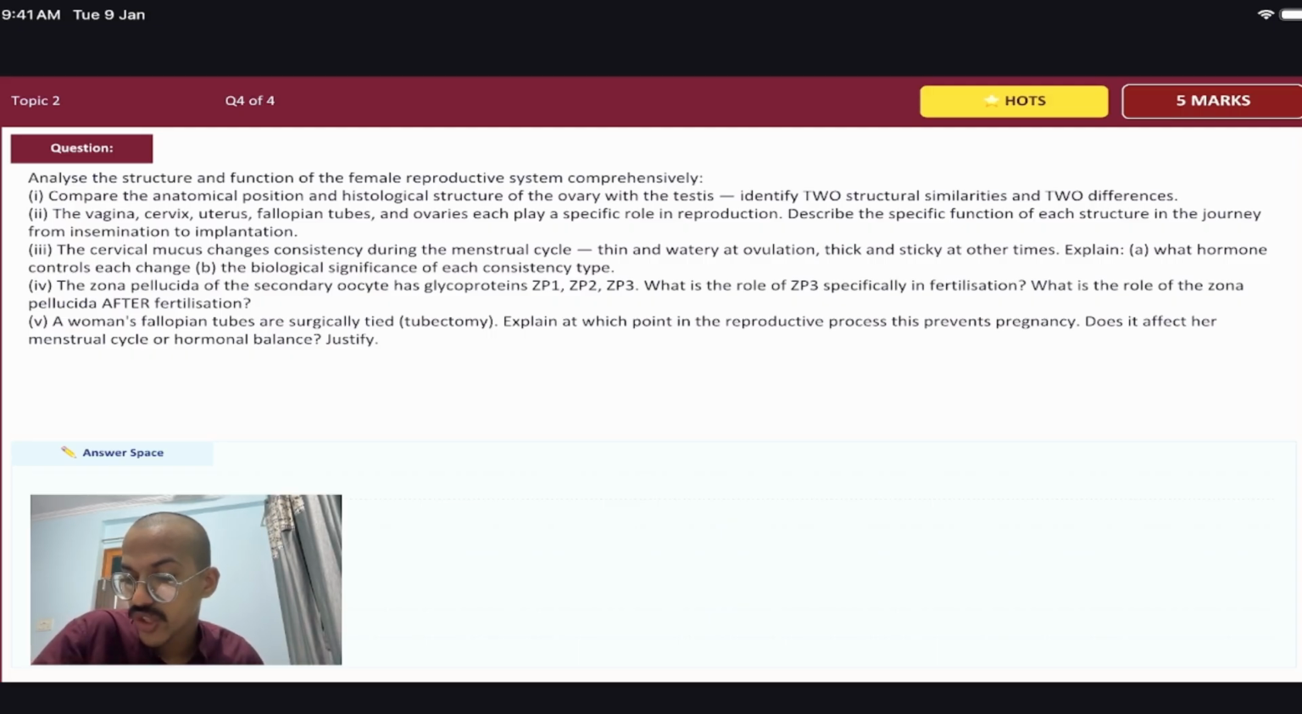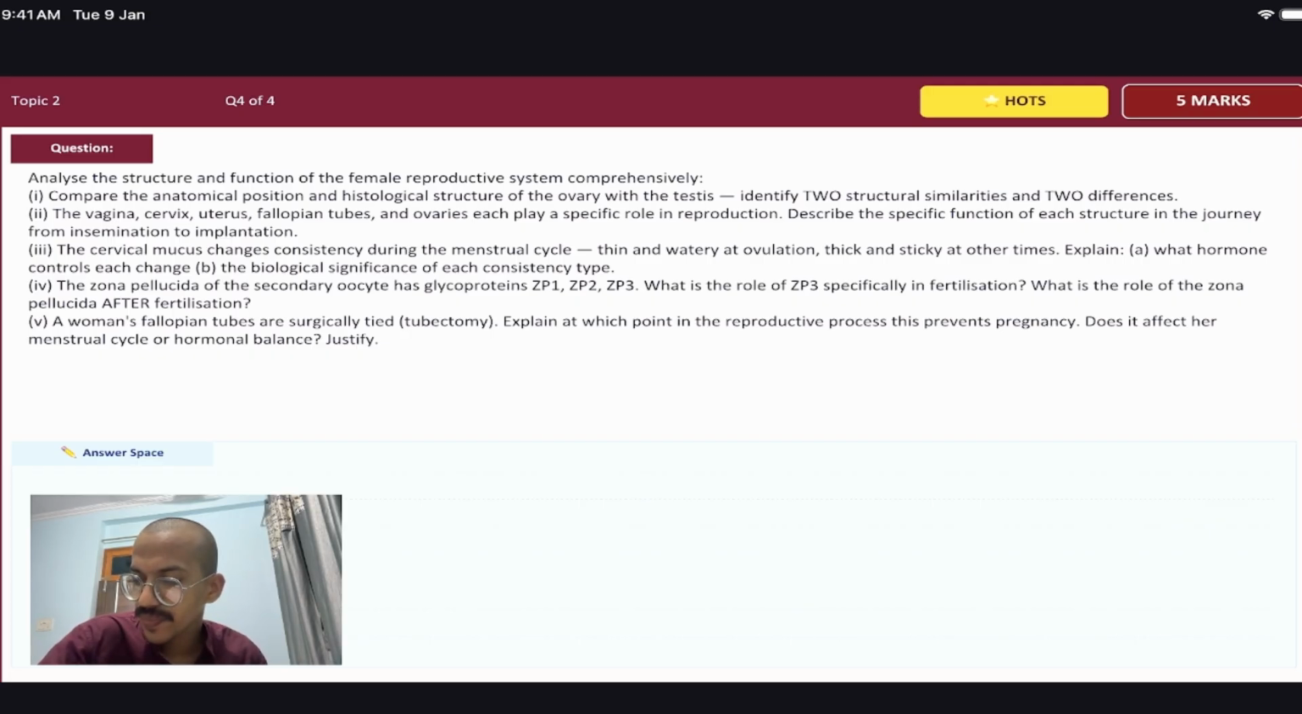Coming up to the next question, the zona pellucida of the secondary oocyte has glycoproteins ZP1, ZP2, ZP3. What is the role of ZP3 specifically in fertilization? So basically it is about polyspermy and the cortical reaction that takes place. So that is what the answer would be. This is also straightforward, but this is beyond the NCERT level, so you can leave this point.